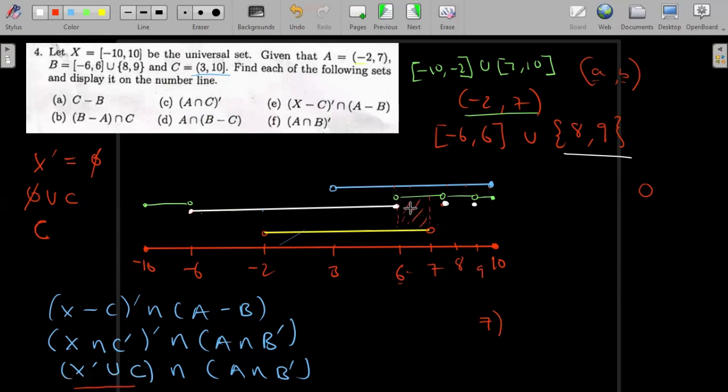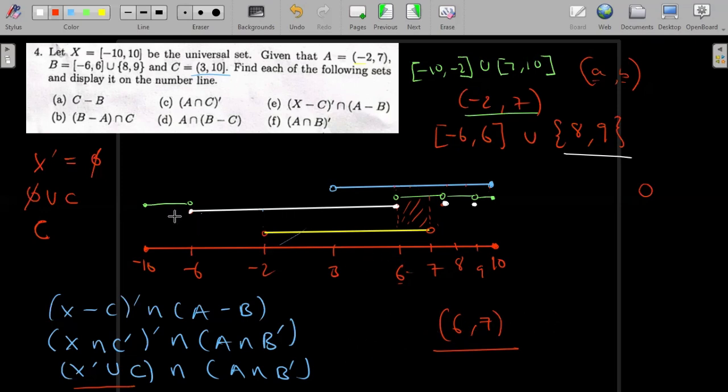Then here, when I check, it is open there at 6. 6 is not in B complement, so it will not intersect with the 6, which is in the set A. So we just get that this here is A intersect B complement. That is going to be our A intersect B complement.